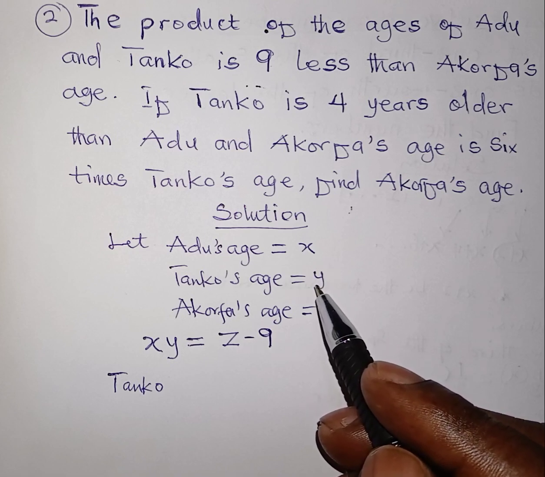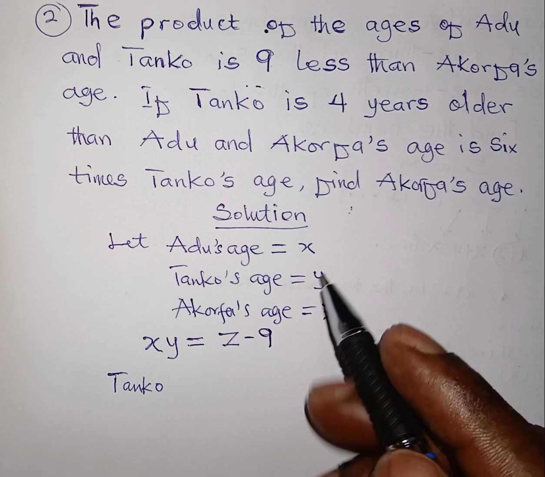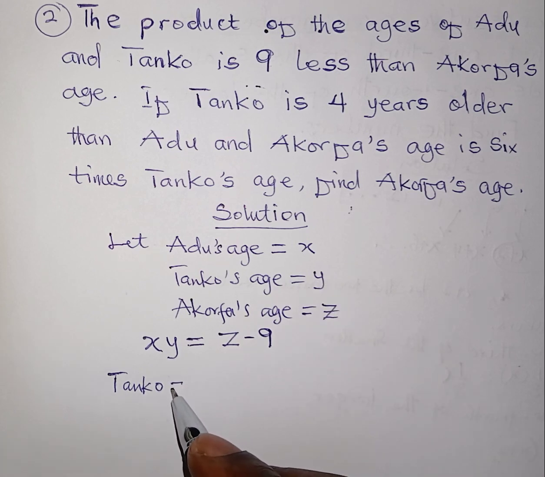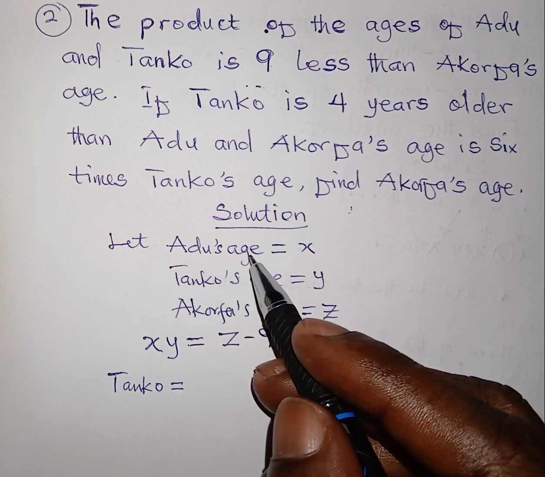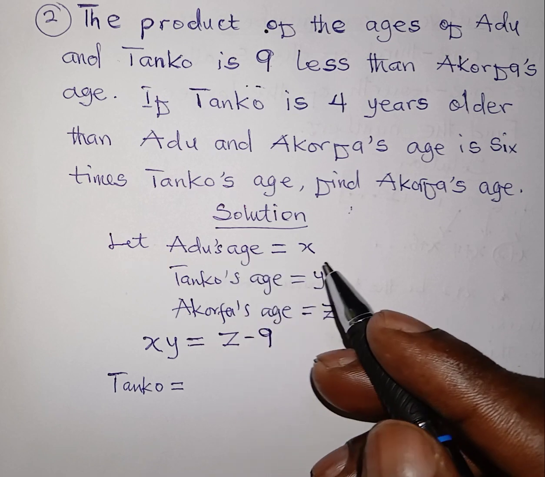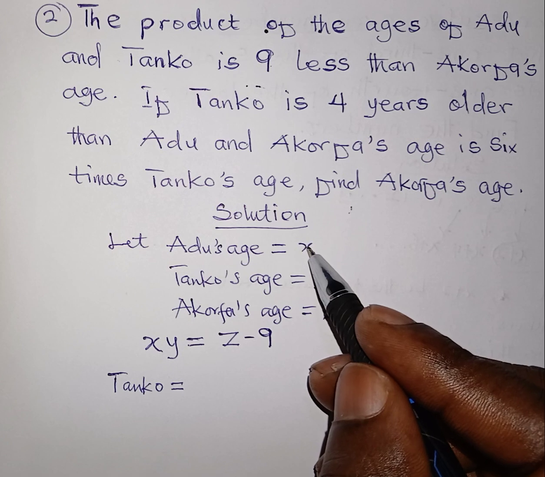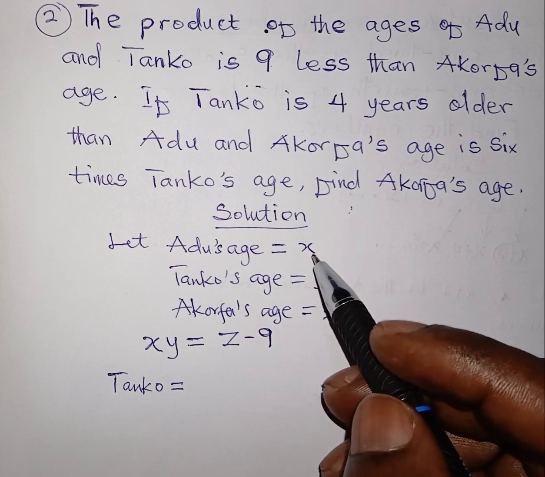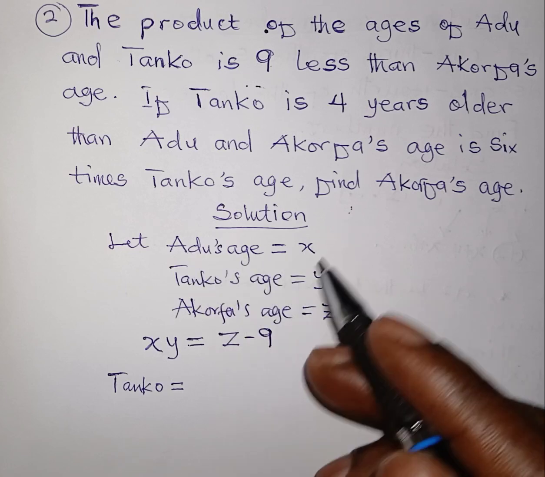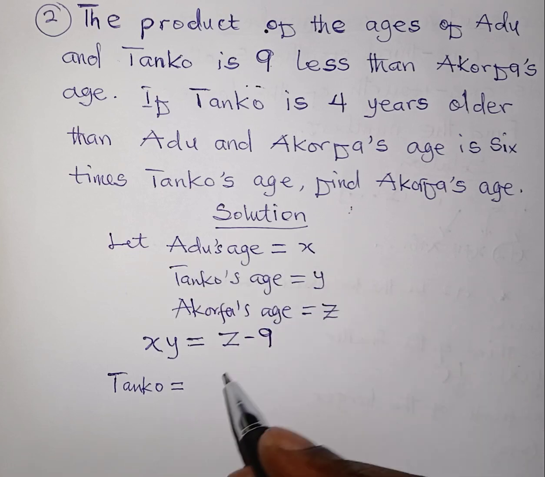Four years older than. He is 4 years older than. So to know Tanko's age, it means that Tanko will be older than Edu's age, and he is 4 years older than Edu. And what is Edu's age? Edu is what? X. Have you gotten that?